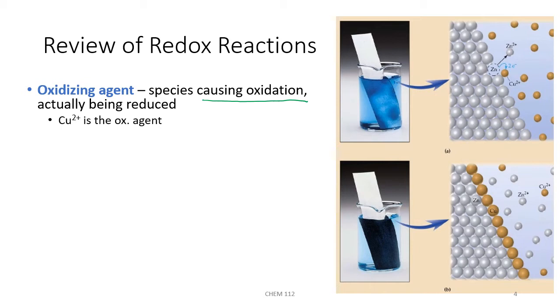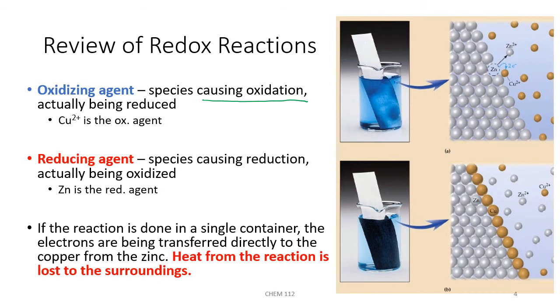In our copper zinc example, copper 2+ got reduced down to elemental copper, so copper 2+ is going to be the oxidizing agent. The reducing agent is the species that causes the reduction. So it's going to be the thing that actually gets oxidized. We started with solid zinc. Zinc became oxidized into zinc 2+ ions, and so zinc would be the reducing agent. Zinc caused the copper to be reduced, so that's why zinc is the reducing agent.